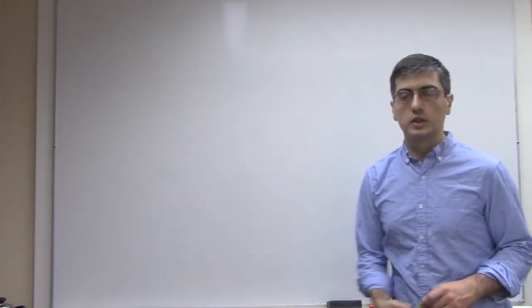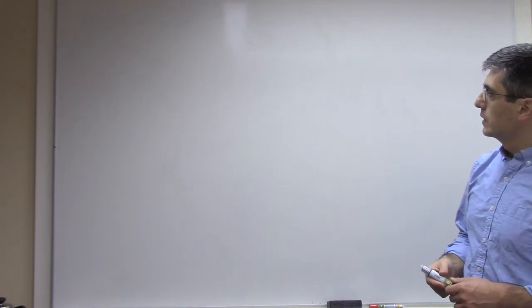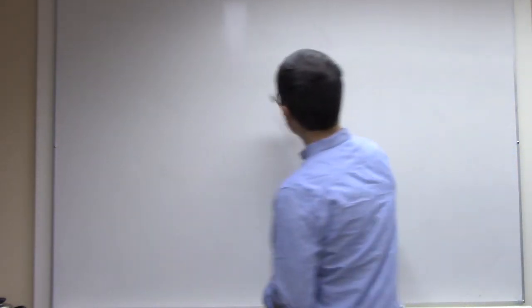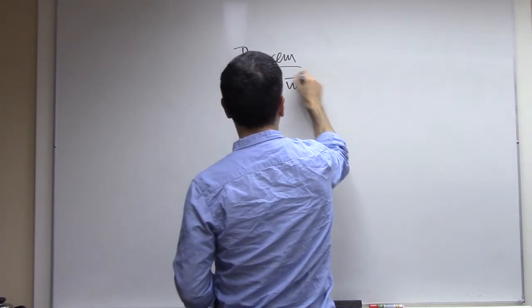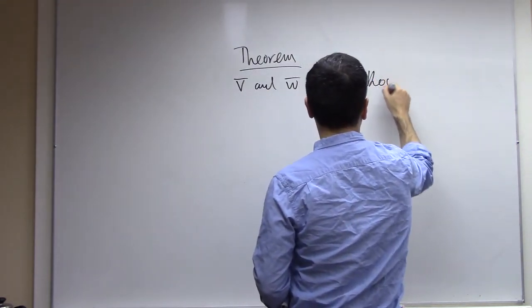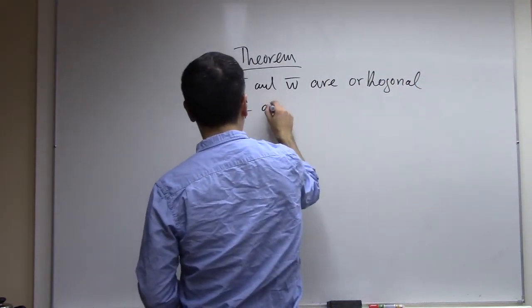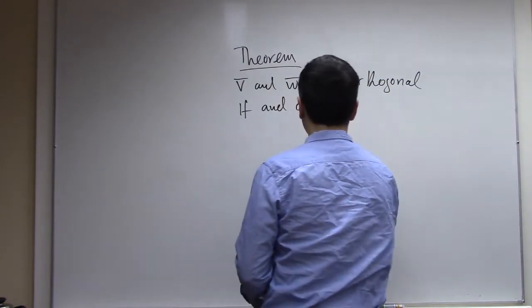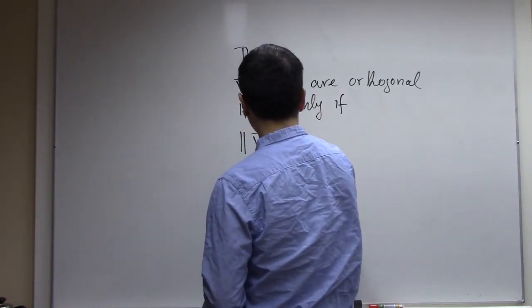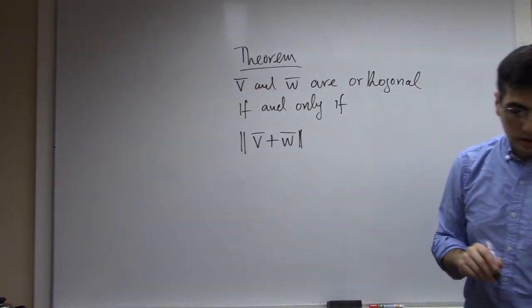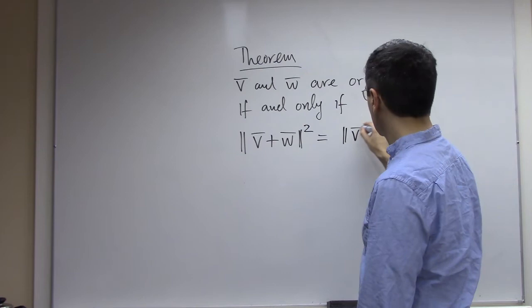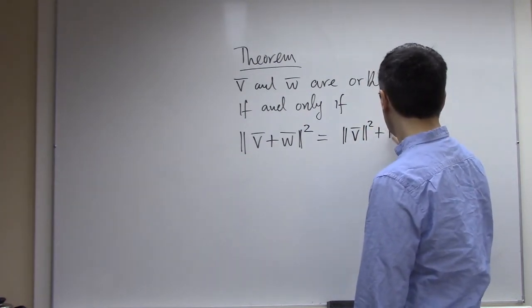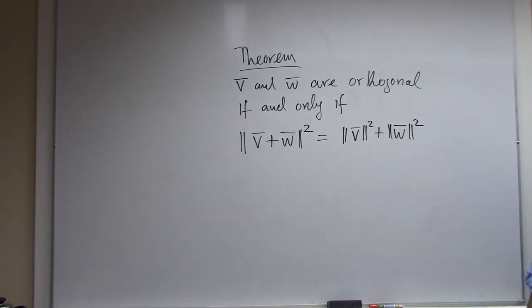Here is a small theorem which gives you an alternative way of thinking about orthogonality. Theorem: V and W are orthogonal if and only if you compute the length of their sum and you square it, and this will be the same as computing the lengths of each vector and then adding their squares. So if this is true, then they are orthogonal.